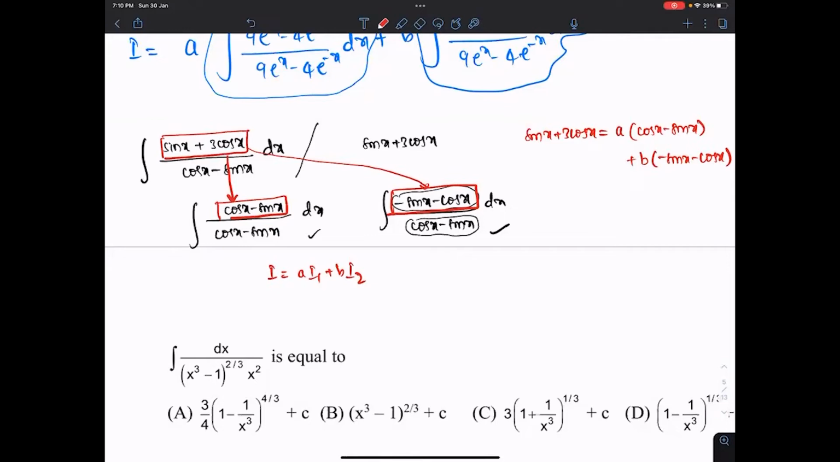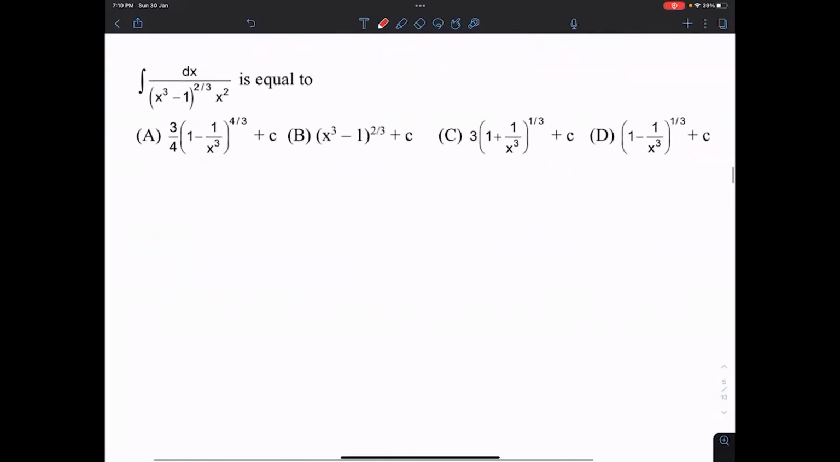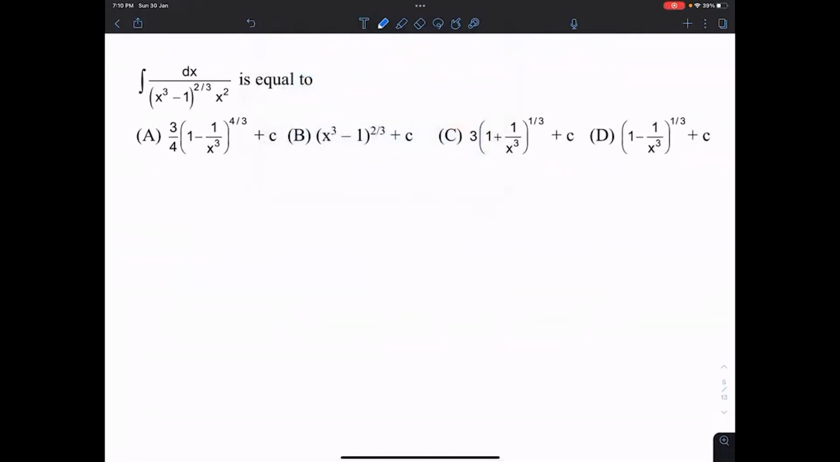Fine. Let us see the next one. This is a very important model, guys. Normally you have seen square roots only, like the standard methods, root of ax square plus bx plus c, how to solve. In boards and all, you will have all these questions, how to integrate this one.